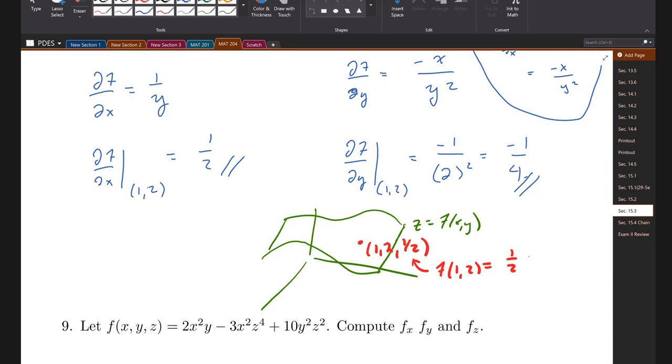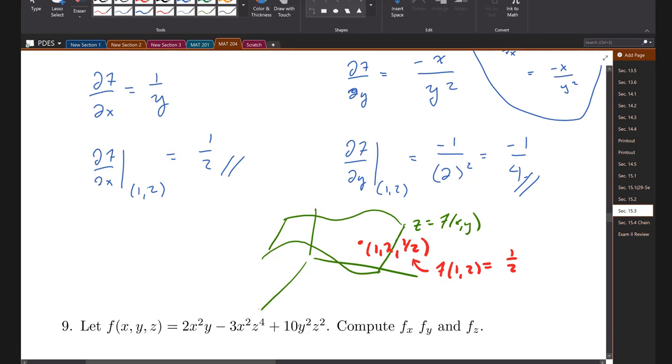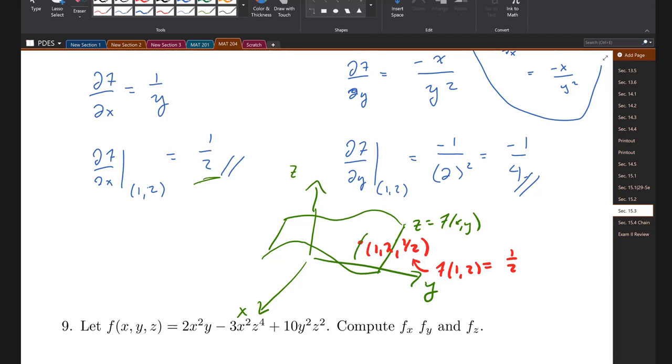So this first bit of information tells me that, here's my x-axis, here's my y-axis. If I move in the positive x direction, approximately for every 1 unit I move in the x direction, I'm going to go up 1/2 unit in the z direction. You can see my picture's not true to life there. Does that make sense? Can you repeat that one more time?